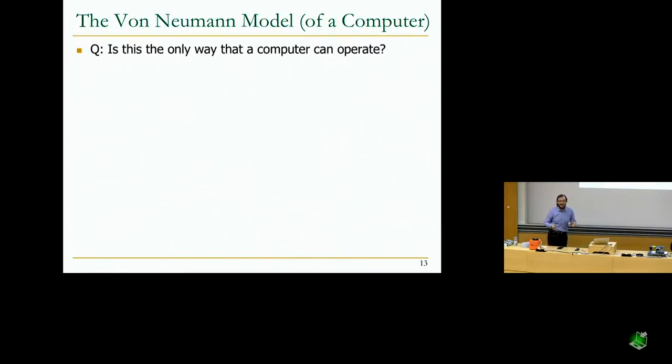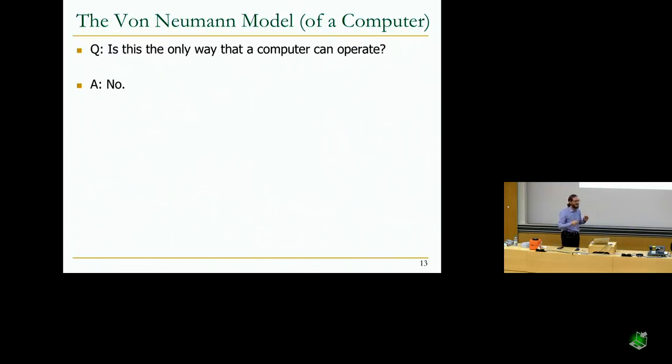So I'll ask one question. I said I'll deconstruct the von Neumann model a little bit. I'll ask the question, is this the only way that a computer can operate? I'm really asking, is this the only way you design the ISA and expose it to the programmer? I heard a yes. Somebody says no. Okay, I'll take the no.